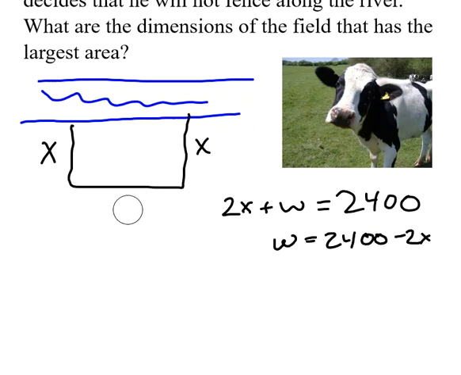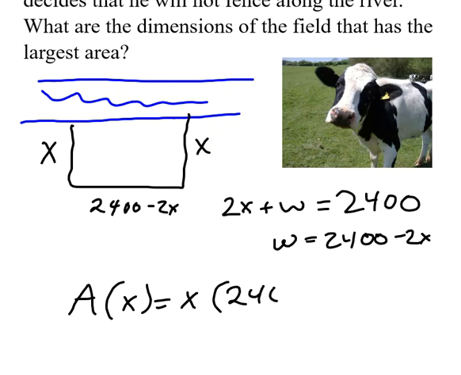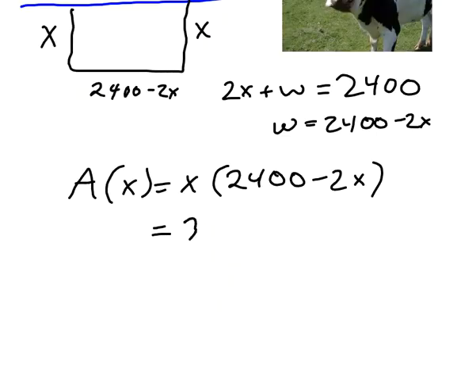So I go back to my picture, say goodbye width. We'll have 2,400 minus 2x. Now I want to find my area. Area of x is equal to x times 2,400 minus 2x. Simplify. 2,400x minus 2x squared. That equals area.